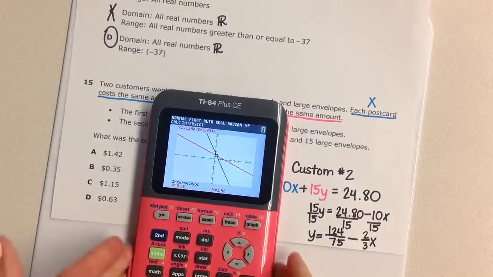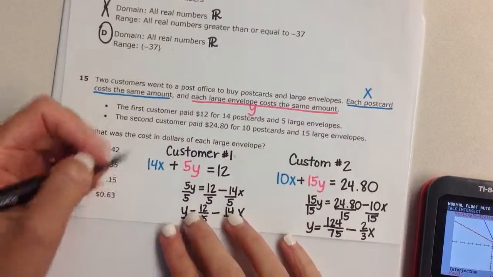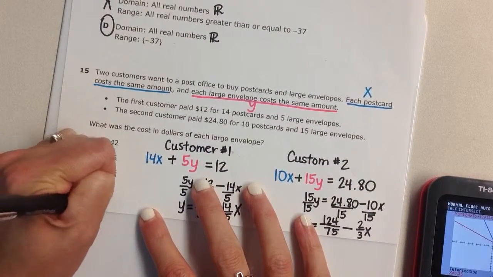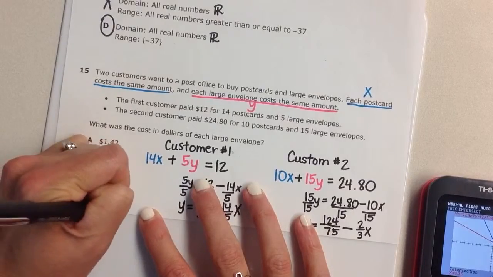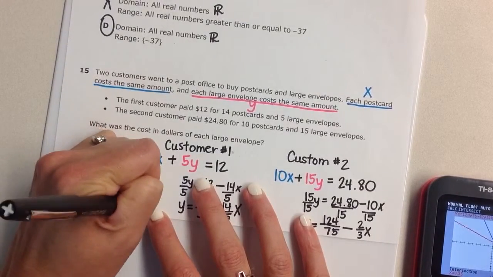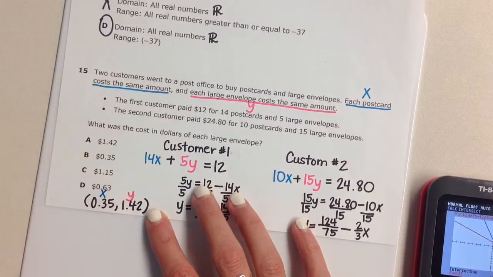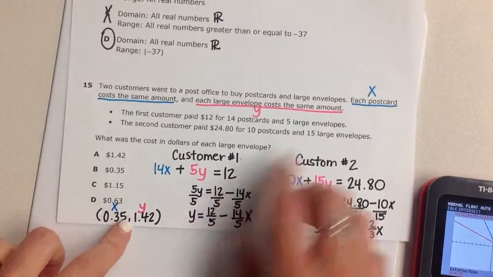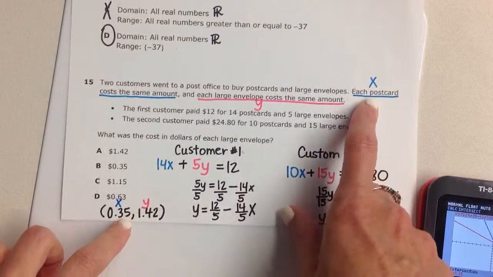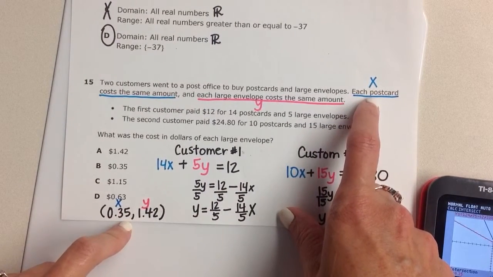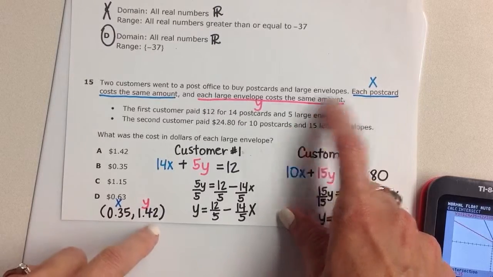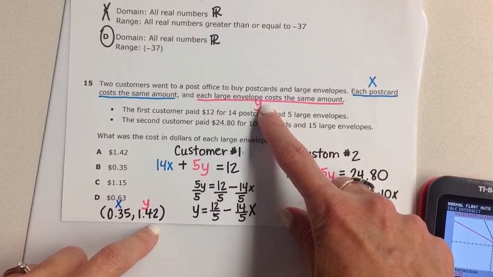And the answer where they intersect is the ordered pair from my calculator, 30.35 and 1.42. So this would be my x value, and this would be my y value. So I've got to figure out what these mean. These are costs. So x is the cost of the postcard. So the postcard cost 35 cents. And the envelope cost $1.42.